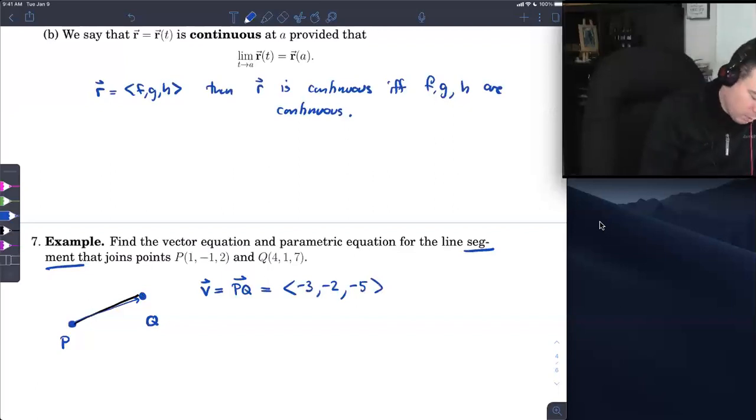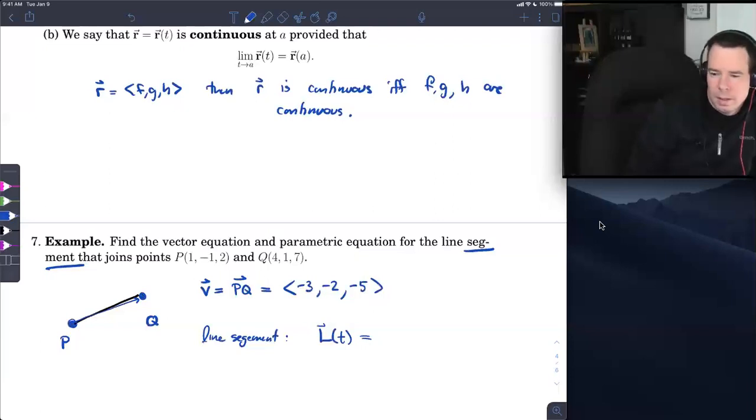I also know a point on the line segment, that's P. So I'd like to get the line segment. So I will represent it by, I'll call it L instead of R in this case. I'll call it capital L, the vector function. And I want to allow this parameter t to be plugged into this function and it to give me the points on this line. So if I start with the point P, let's pop this thing in here.